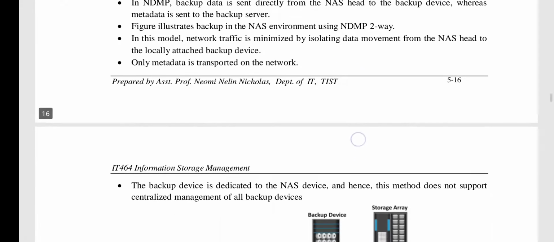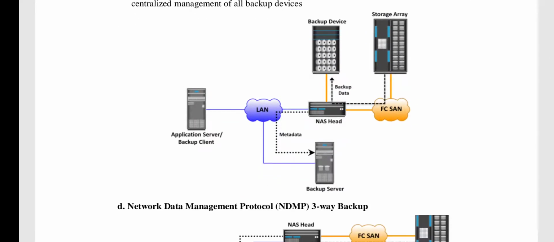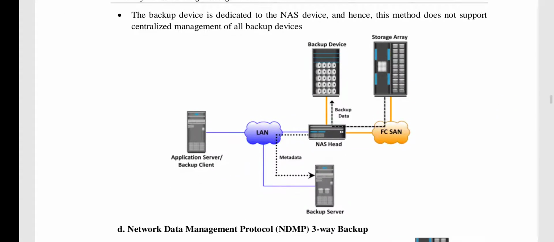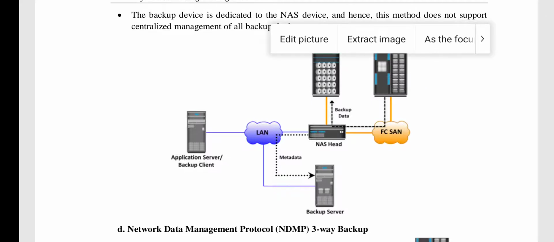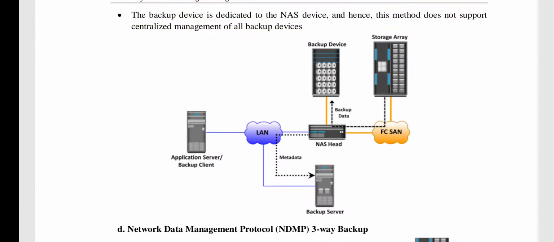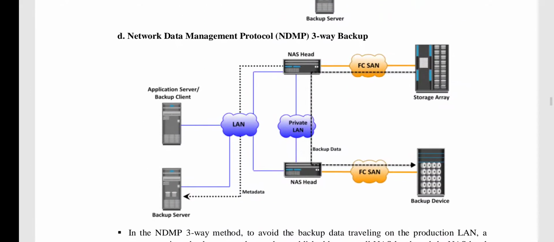Okay, then you find here that if you see in the figure, you can see an application server and backup client and a backup server right here. And so the NAS head gets the data from the storage array, and then it sends it to the backup device through the FC SAN. Okay, you can see the backup data there, and NAS head sends the metadata to the backup server through the LAN.